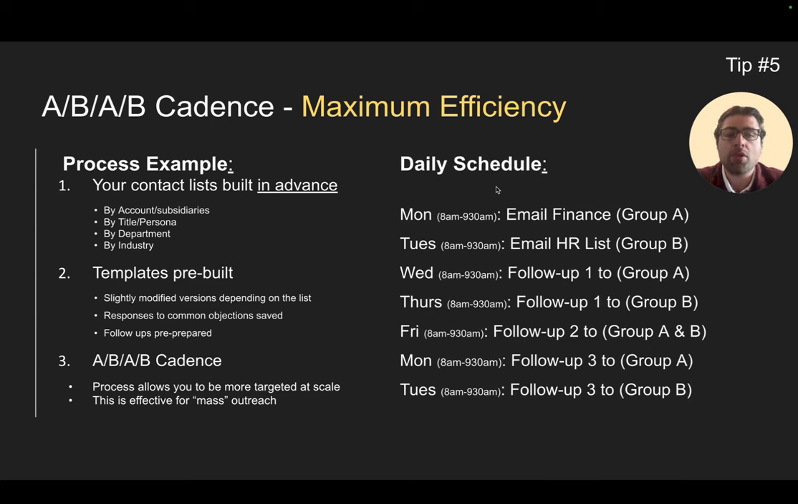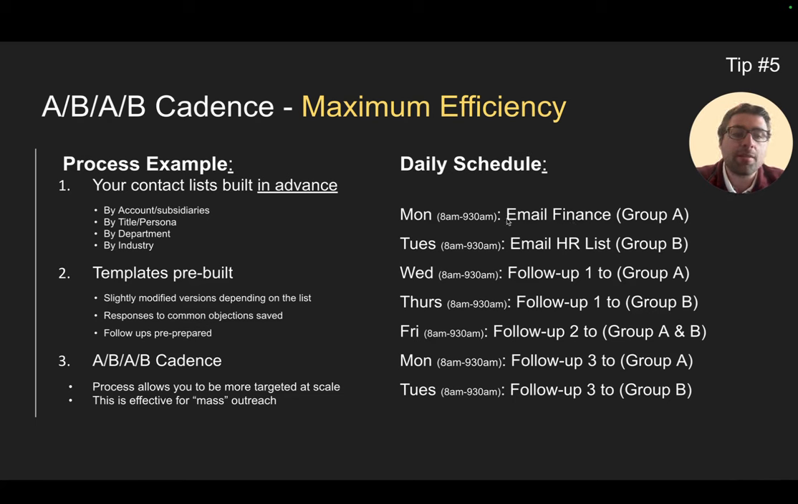So here's an example of a daily schedule and how you can put this into practice. Let's start on a Monday morning, for example. This is typically how I did it. The first thing in the morning, 8 a.m. to about 9:30, the first hour and a half of the day is generally when I sent emails. I like to cold call later in the morning or the afternoon. That's just a preference thing for me.